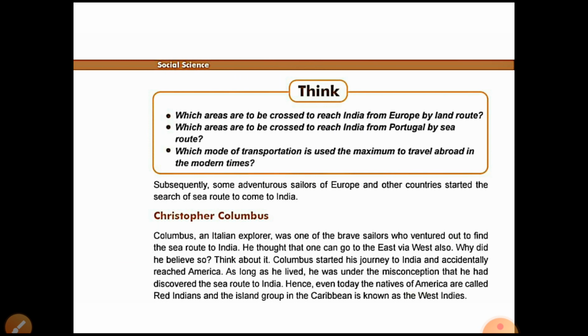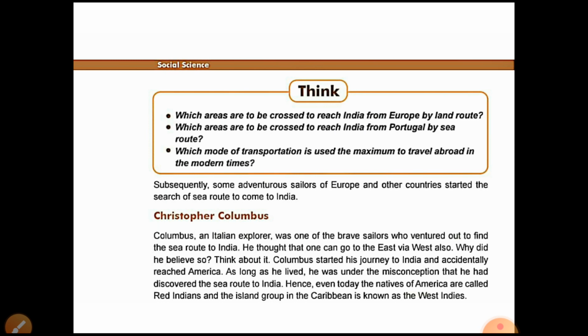So one sailor was Christopher Columbus. Columbus, an Italian explorer, was one of the brave sailors who ventured out to find the sea route to India. Remember, Christopher Columbus was from Italy. He was an Italian explorer. He thought that one can go to the east via the west also.